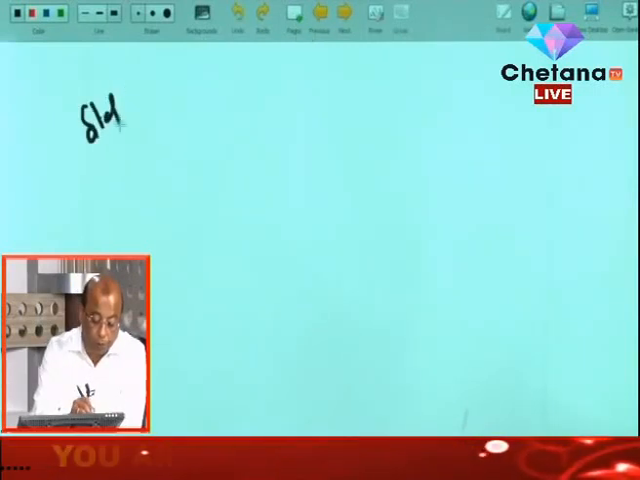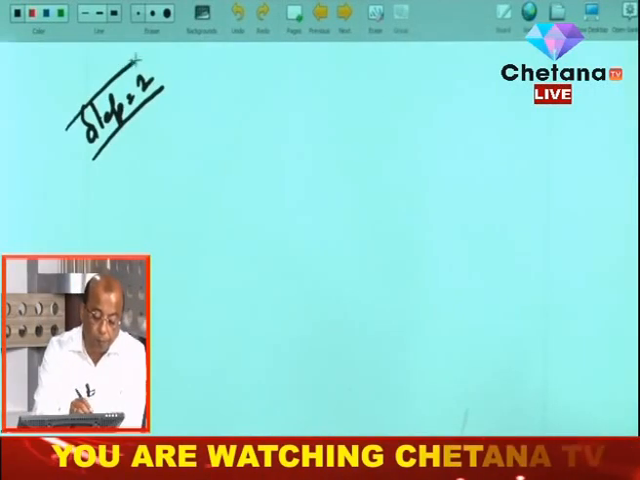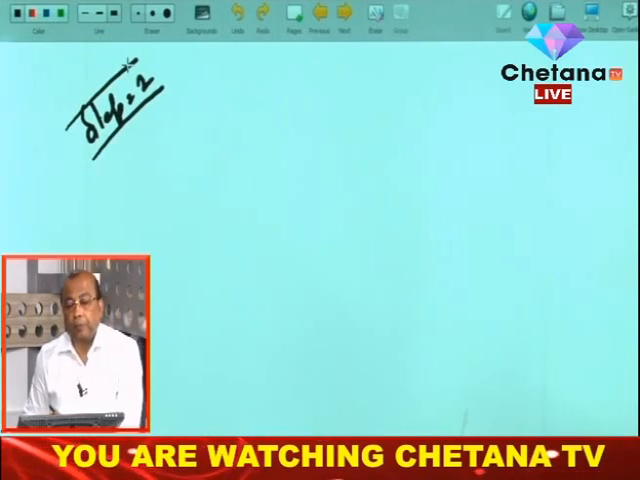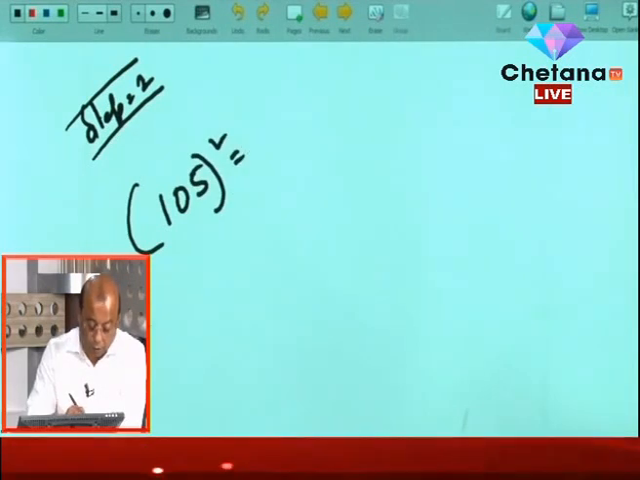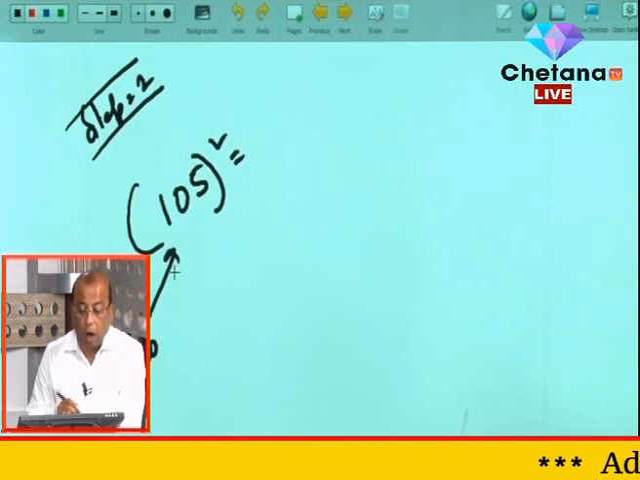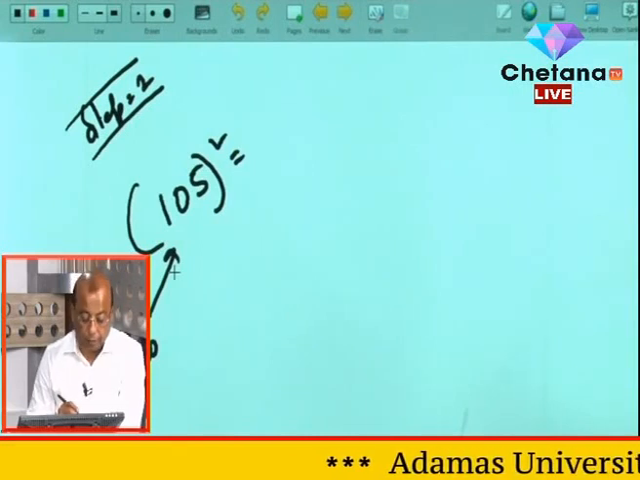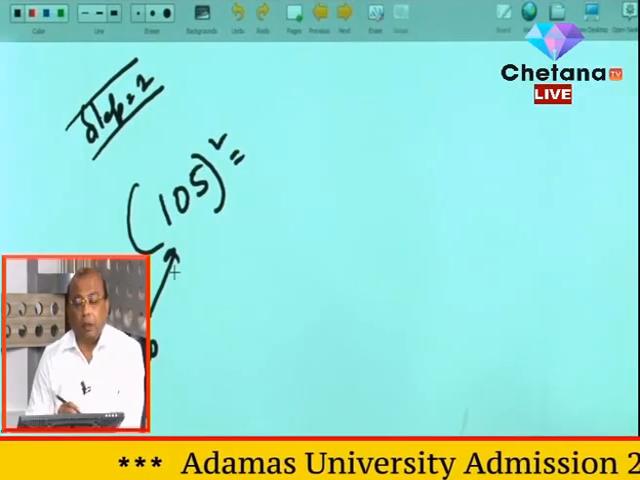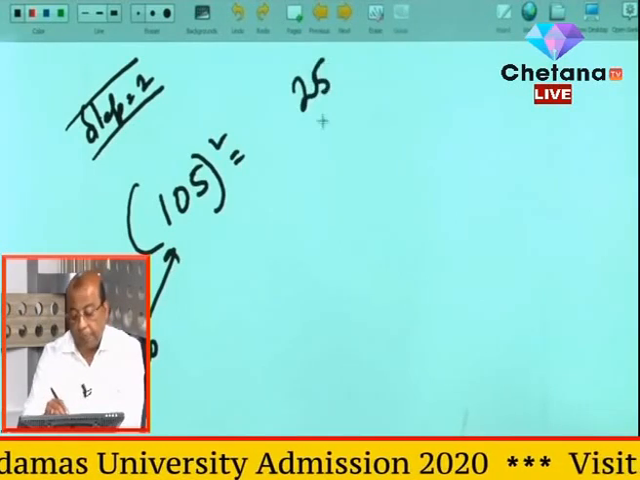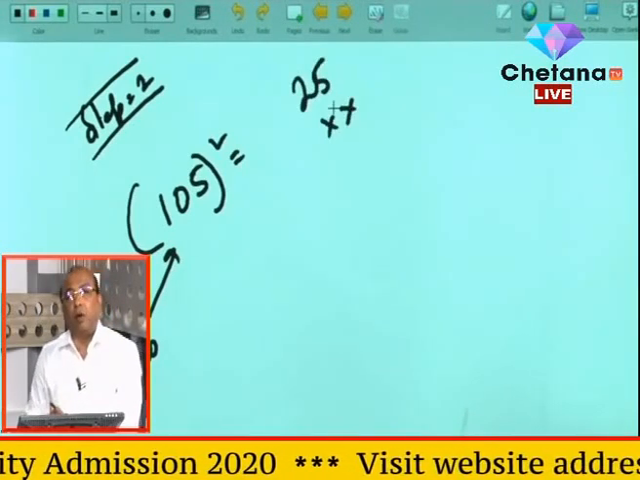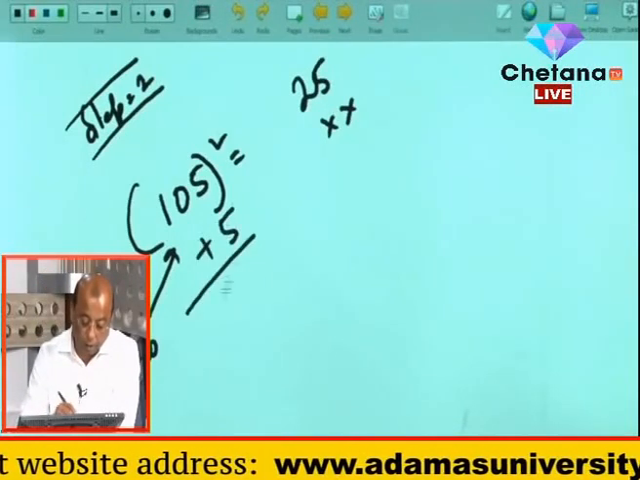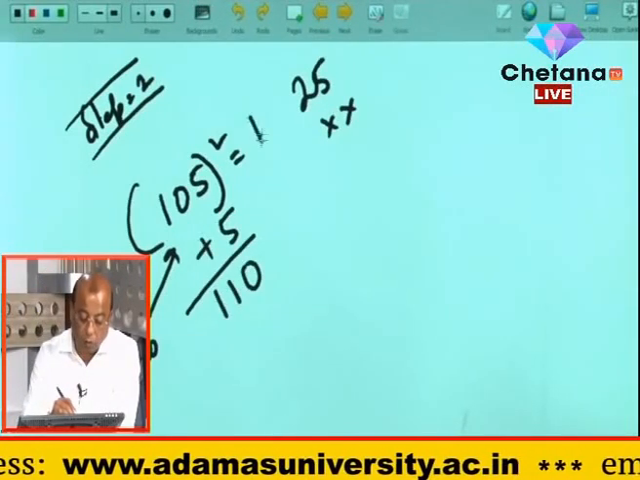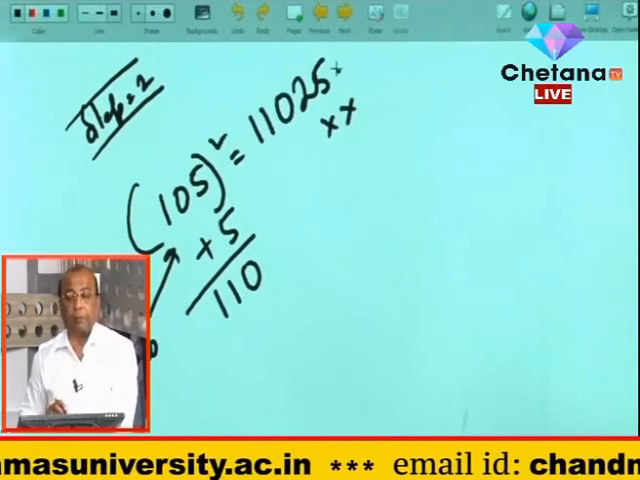Step 2. 105 whole square. 100 is the base. How much more? 5. The square of 5, 25. And the original number 105, how much more? That is 5, so 110. 110, 25. This is the answer.